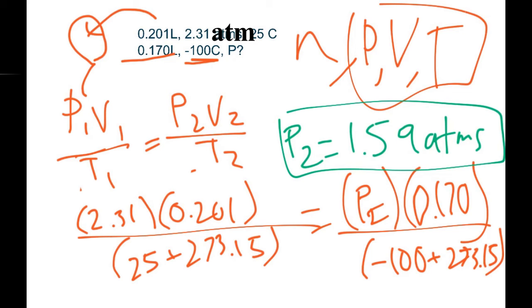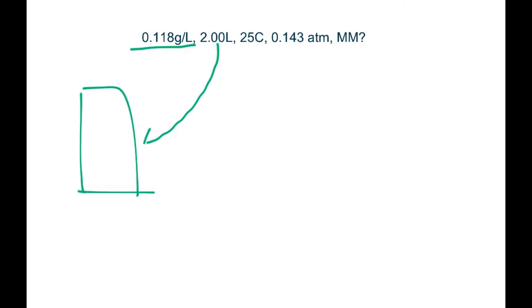So let's do another question relating to the ideal gas law. The density of a gas is found to be 0.118 grams per liter, and the volume of the container is 2.00 liters. The temperature is 25 degrees Celsius, and the pressure in the container is 0.143 atms. So my question is, what is the molar mass of the gas?